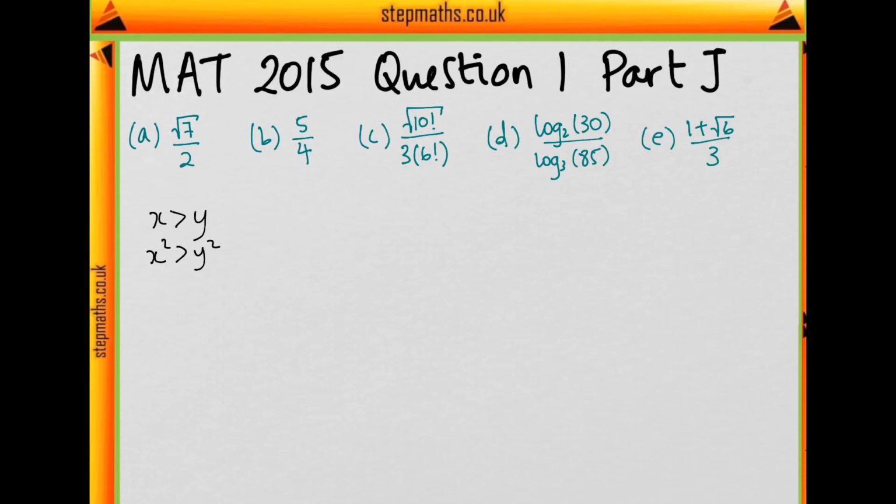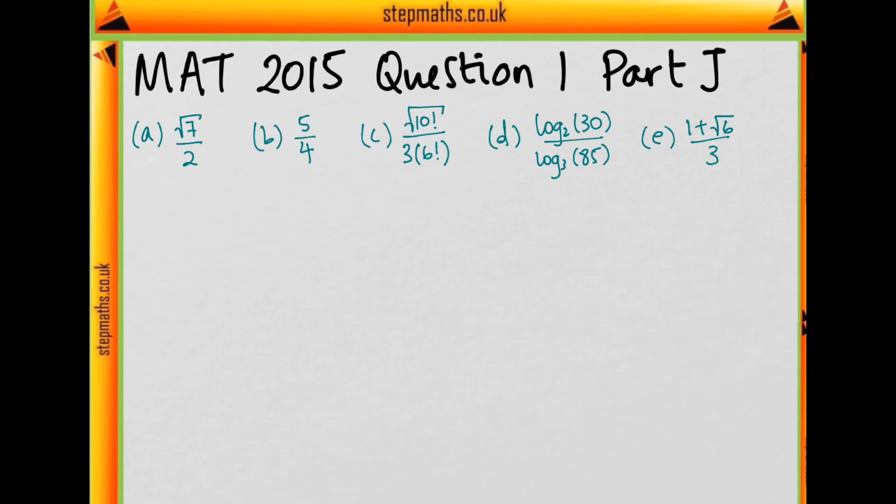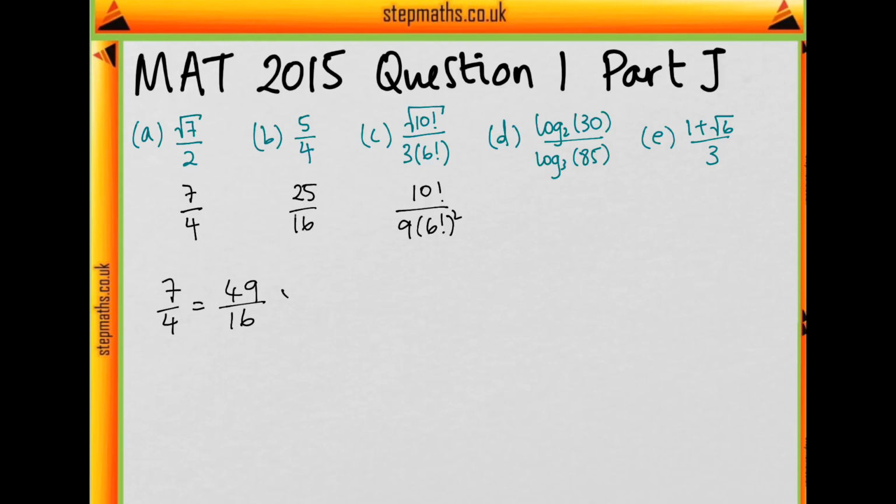So if I just square, let's say, the first three, A squared is 7 over 4, B squared is 25 over 16, and C squared is (10 factorial over 9 times 6 factorial) squared. So now we can compare A, B, and C by seeing which of their squares is bigger. 7 over 4 is equal to 49 over 16, which is greater than 25 over 16. So we must have that A is bigger than B, so B cannot be the largest.